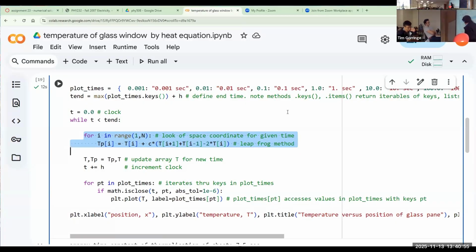Now we're leapfrogging hundreds, thousands, millions of times, right? I don't want to be making hundreds, thousands, millions of plots. I only call this if the current time in my leapfrogging matches the plot time that I stored in my dictionary. So this loop here is iterating over the plot times that are in the dictionary. And I'm checking if my current time is equal to a plot time. If it is, I'm going to make the plot.